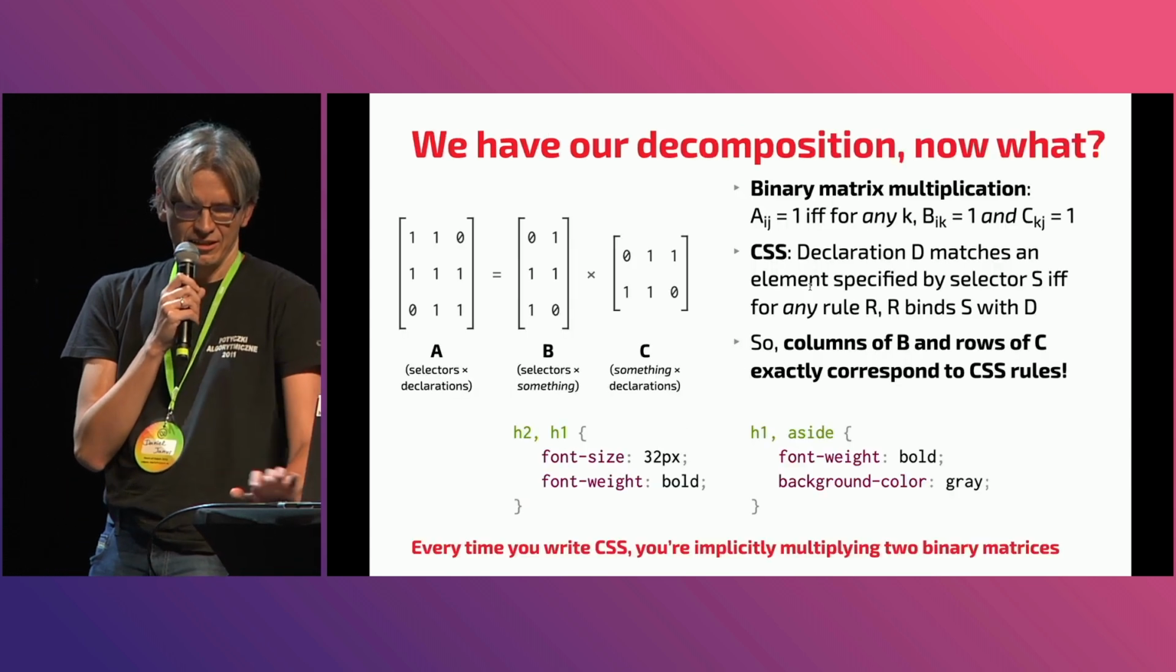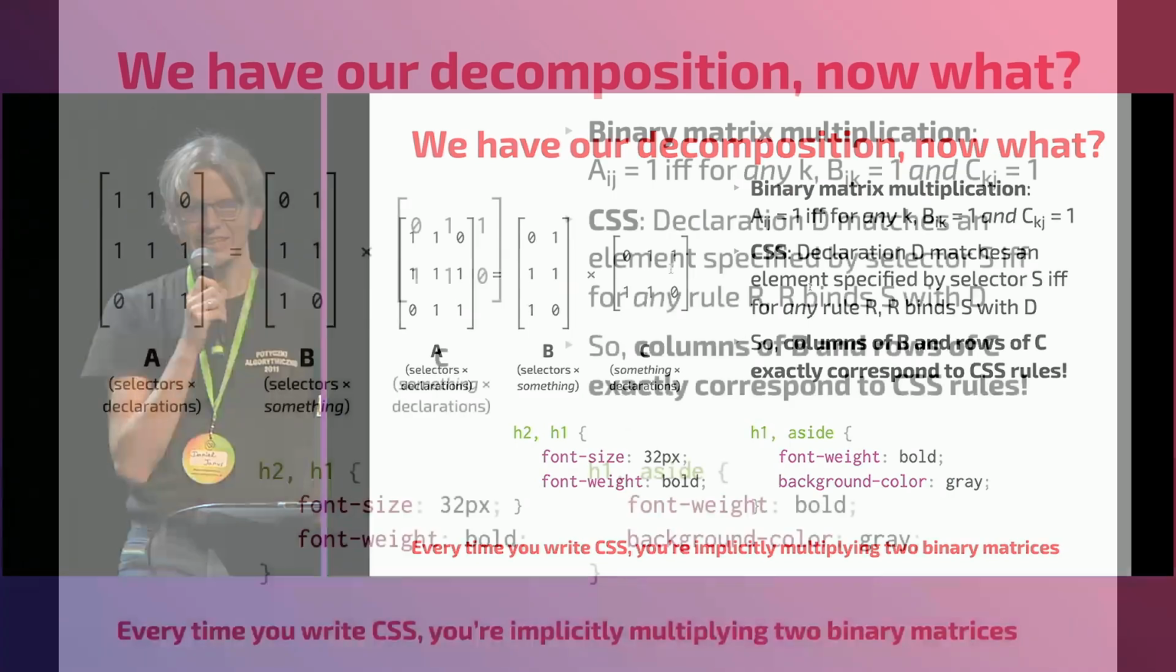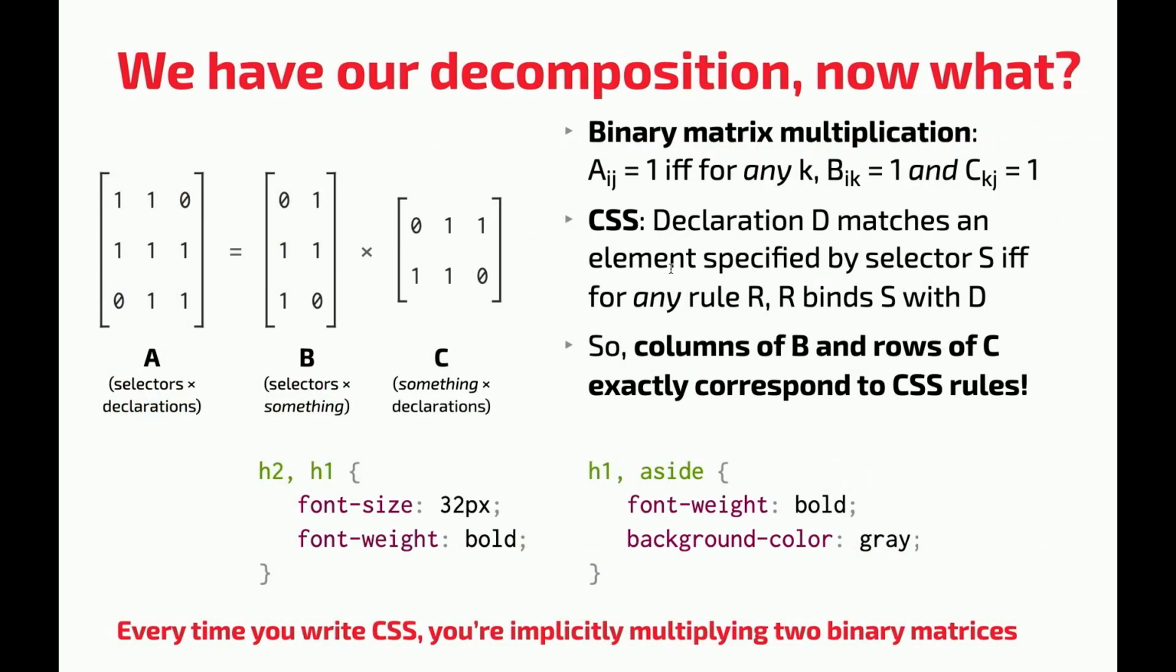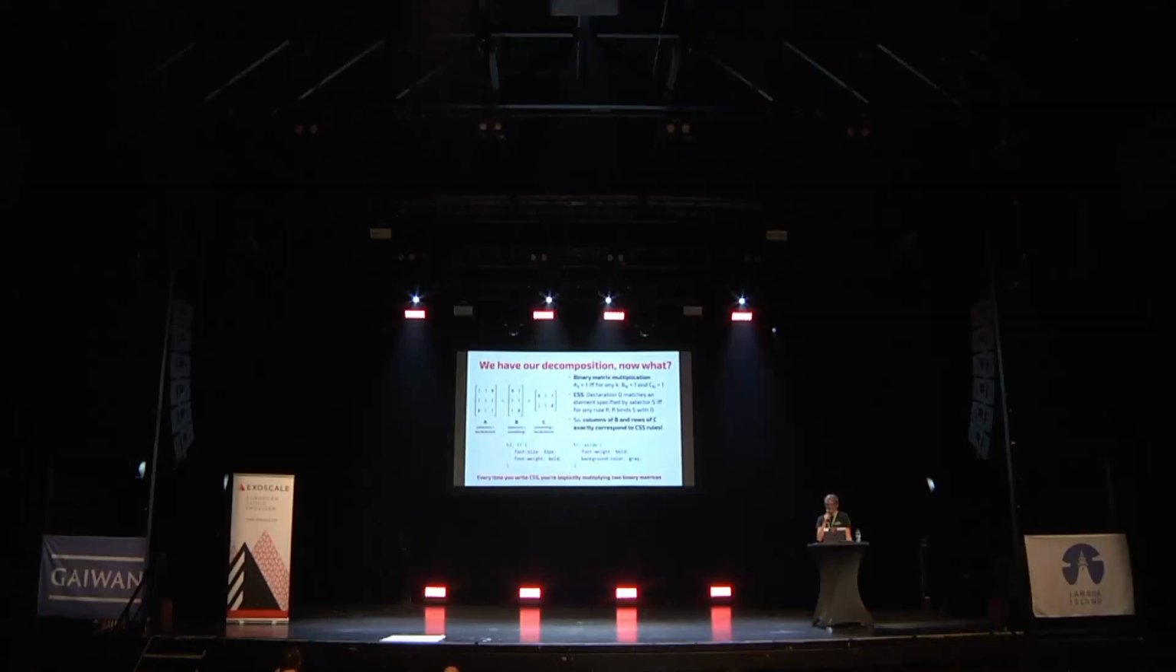And when you have your decomposition, it turns out that you can actually interpret these 2 small matrices as other CSS, because the definition of matrix multiplication is very similar to what browsers do when they encounter CSS. So every time you write CSS, you're implicitly multiplying 2 binary matrices together.